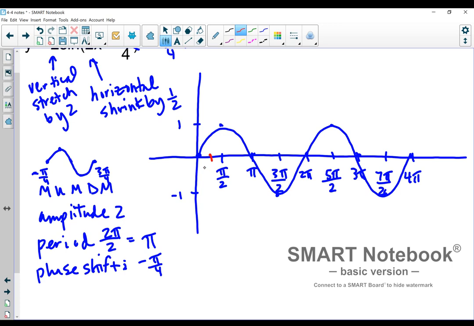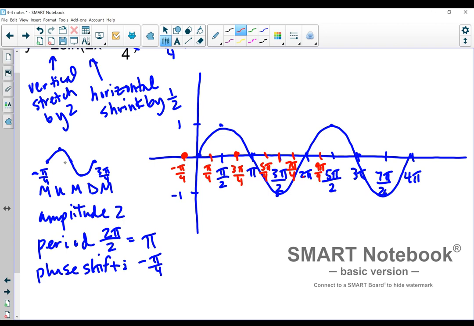So let's see, this would be pi over 4. This would be a 3 pi over 4, negative pi over 4. Let's see, this is 4 pi over 4, 5 pi over 4. This one would be 6 pi over 4, 7 pi over 4, 8 pi over 4, 9 pi over 4. So I've labeled a bunch of them. And I know my whole graph is going to be from this negative pi over 4 to 3 pi over 4. That's going to be my whole graph.